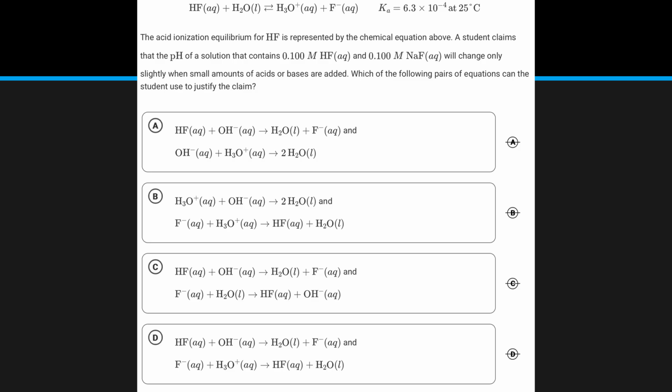So first, let's identify our weak acid and the conjugate base. We know our weak acid is going to be HF, and its conjugate is going to be F-. So when we add base, that's going to be reacting with the HF. And when we add acid, that's going to be reacting with the F-.